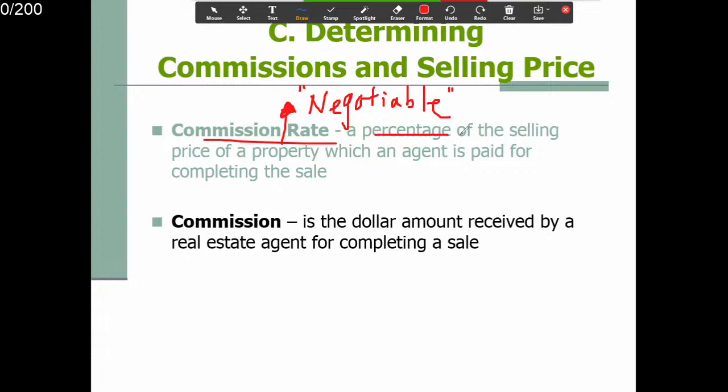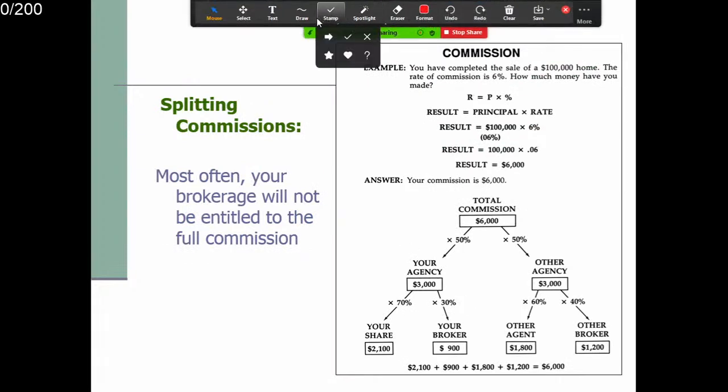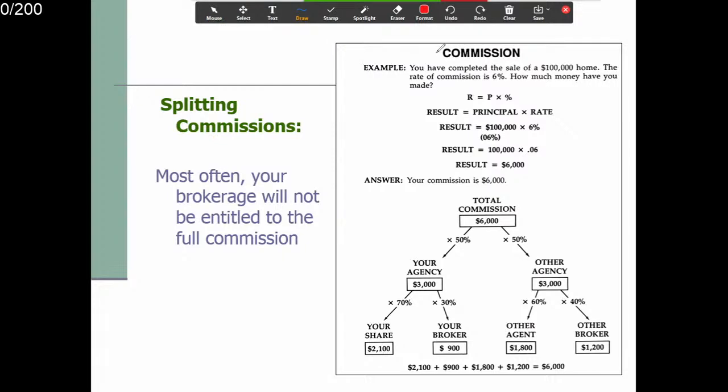So commission rate is a percentage of the selling price of the property which an agent is paid for completing the sale. Okay? 经纪人赚到的佣金就是一个比例，他卖这个房子。Commission is the dollar amount received by the real estate agent for completing the sale. Commission 就是佣金，他赚多少钱？So let's take a quick look. Commission, your favorite topic.